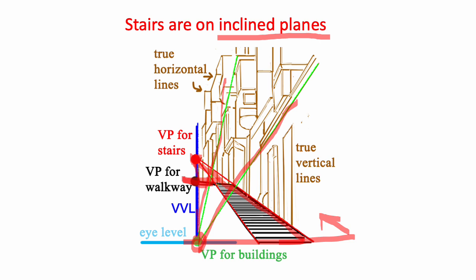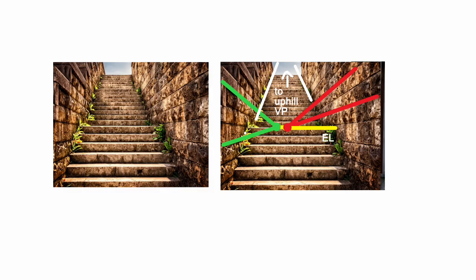The buildings have real horizontal and vertical lines unless they recede in the distance, in which case they converge toward the vanishing point. In this picture, the walls converge toward a vanishing point on eye level, since their base is on the same level ground as the viewer. The stairs are on an inclined plane, so their vanishing point is above eye level. Since these two structures are attached, the uphill vanishing point for the stairs is vertically above the vanishing point for the walls.